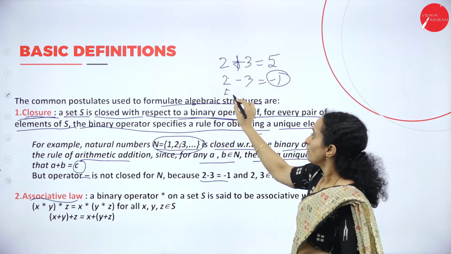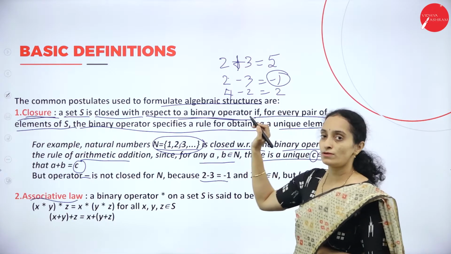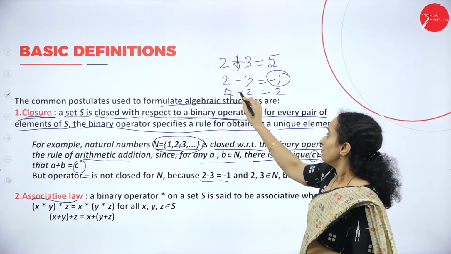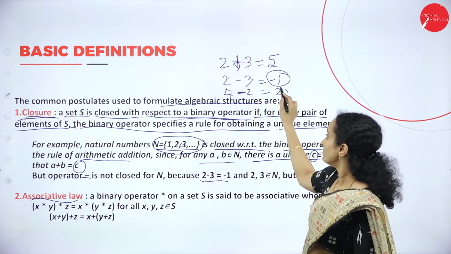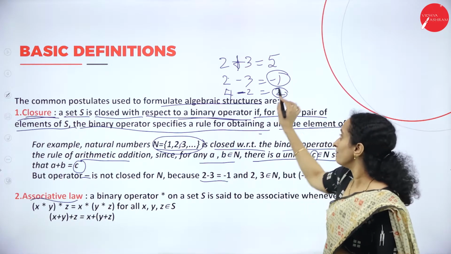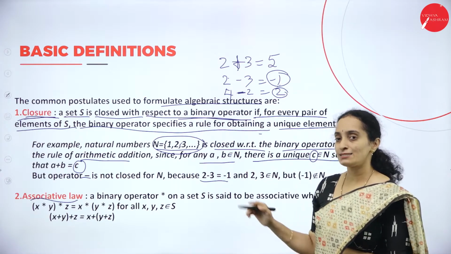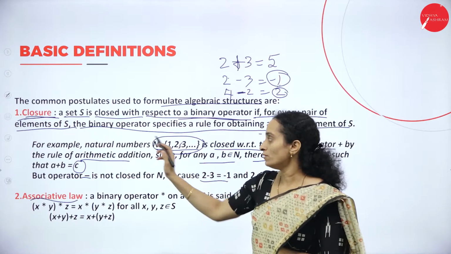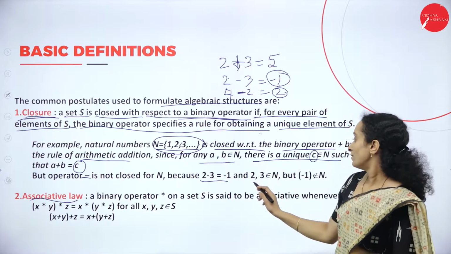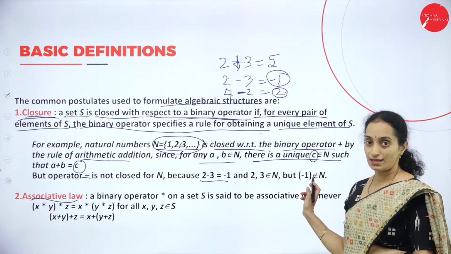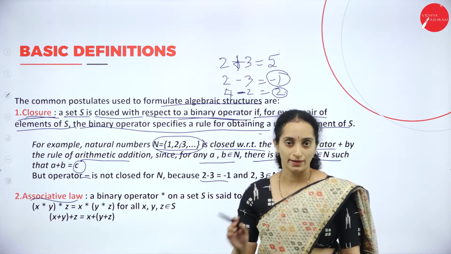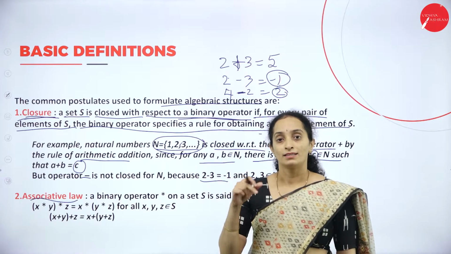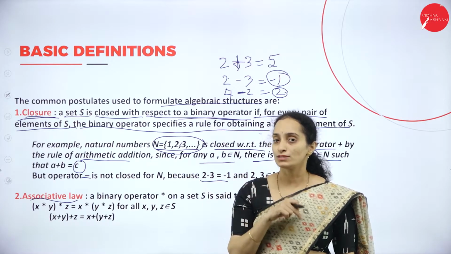If I say 4 minus 2, this will become 2. It belongs to set N, but not all the time does the minus operator give you an operand which belongs to set N. You may get an element which does not belong to N. In such a case, the subtraction operator is not closed to N. Minus 1 does not belong to N. So this is the closure law, where if the operands belong to set S, the resultant must also belong to the same set S.